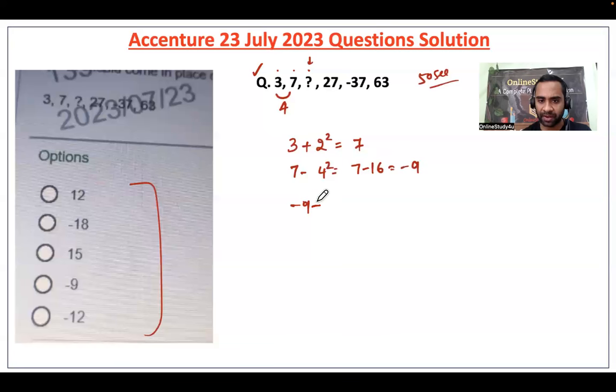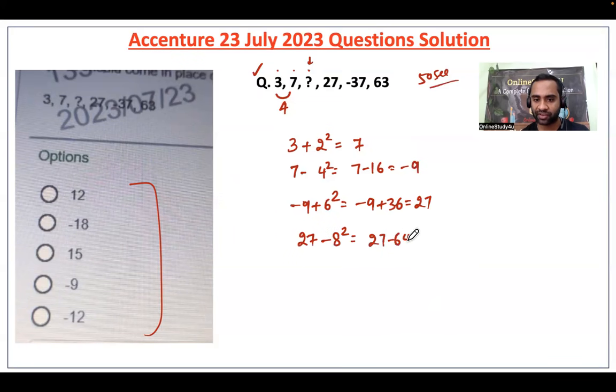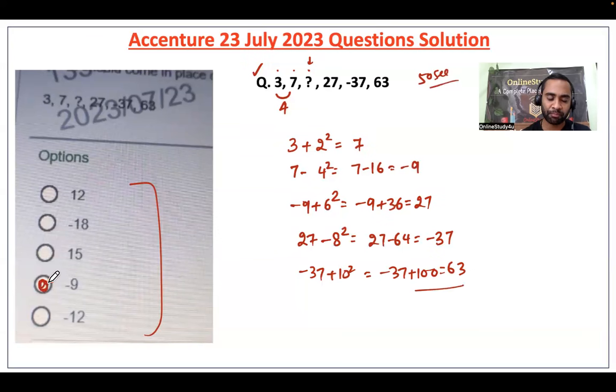Now minus 9 plus 6 square. So minus 9 plus 36 gives you 27. See, it's not very difficult, but you should know how to attempt this question. That is very important. Then 27 minus 8 square, because the next value is negative. So 27 minus 64 is minus 37. Now minus 37 plus 10 square. So minus 37 plus 100 gives 63, right? So the answer will be minus 9, which is the correct answer here. And this was one of the wonderful questions asked in the examination.